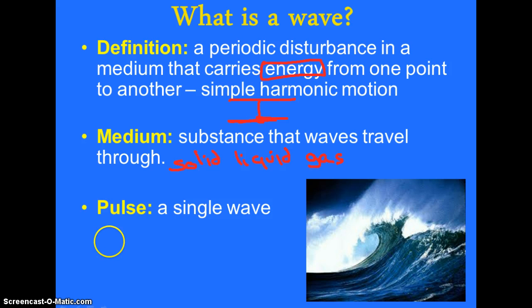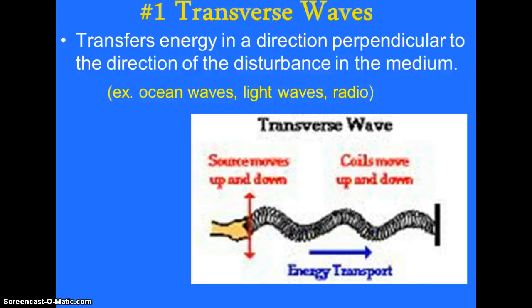A pulse is a single wave created, so just one single wave. Two types of mechanical waves are transverse. The key is the transverse wave is perpendicular to the direction. So you see right here, the wave is going this way, the direction's this way, but it's moving up and down. So those two lines are perpendicular to each other.